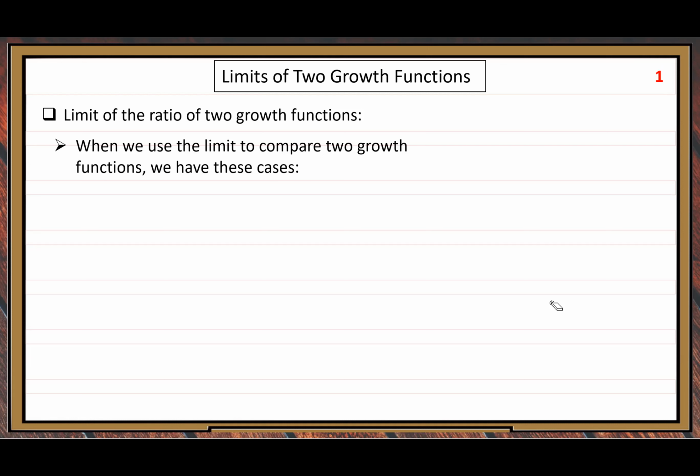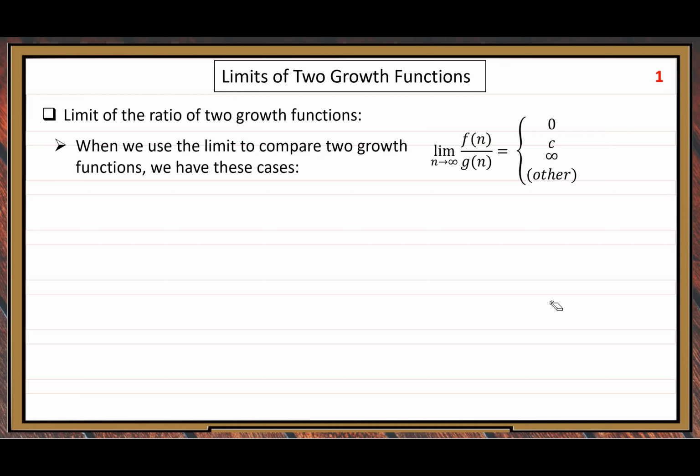When we use the limit to compare two growth functions, we have these possible cases. We want to consider all the possible cases. Here, we summarize, we have these four cases. The first, the limit equals 0. When n goes to infinity, the limit equals to 0. Okay. Second, the limit equals some positive constant.